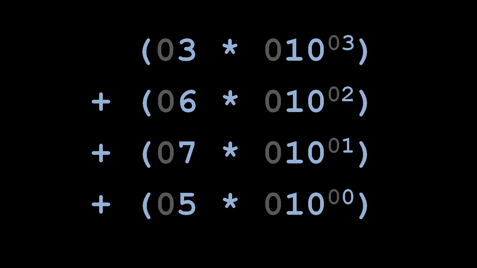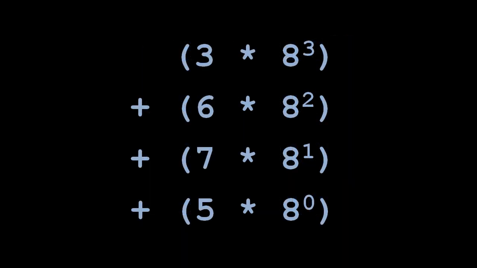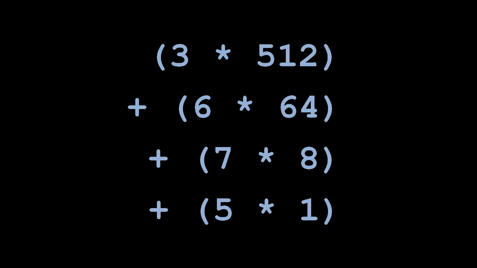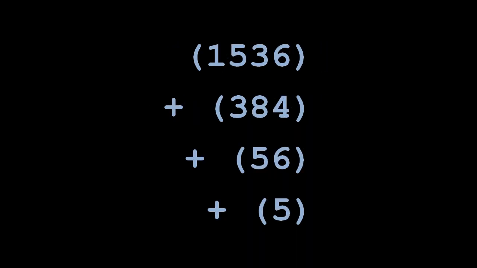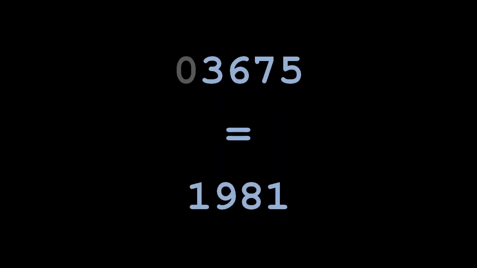Now that we've broken our large octal number down into small octal numbers, we can convert those small numbers to decimal. Then we can simply do the arithmetic to get a single decimal number, the equivalent of our original number, octal 3675. First we do the exponents, then the multiplication, and then sum everything together, yielding 1981. This technique, decomposing a large number into smaller numbers, converting the small numbers to a different number base, and then reassembling, can be used to convert from any number base to any other.